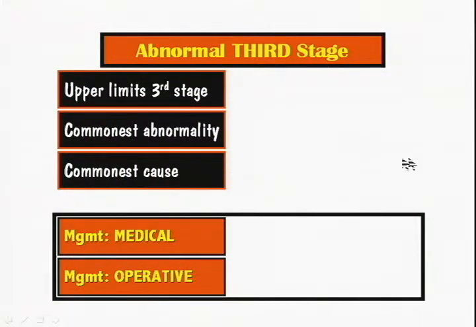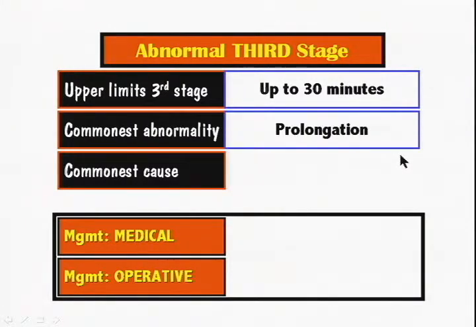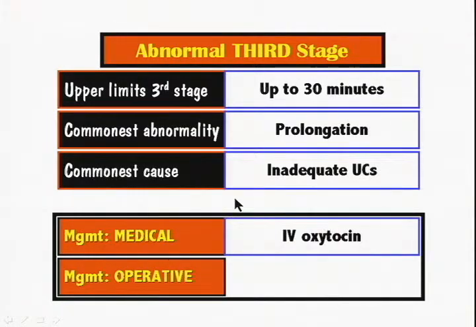The upper limits of the third stage, we already talked about, is up to 30 minutes. The commonest abnormality of the third stage is prolongation. And the most common cause is inadequate uterine contractions. Remember, in order for the placenta to come out, the uterus must contract and shear off those anchoring villi. We can either look at medical or surgical management here. Medical management is IV oxytocin, and so we will typically use that.